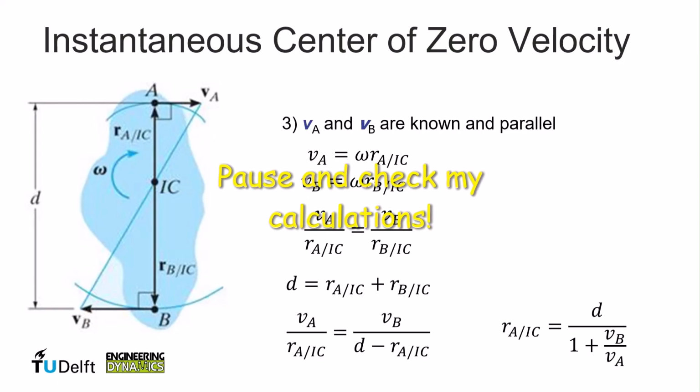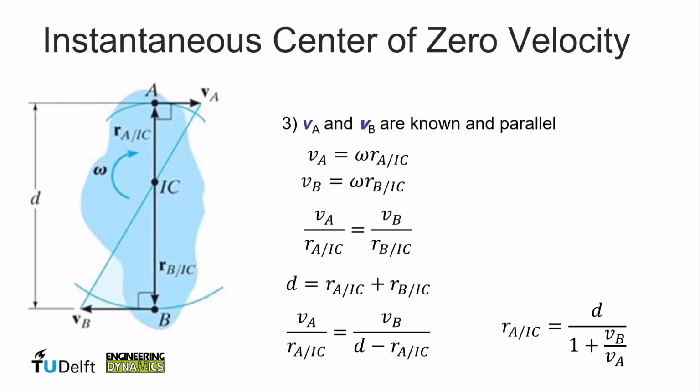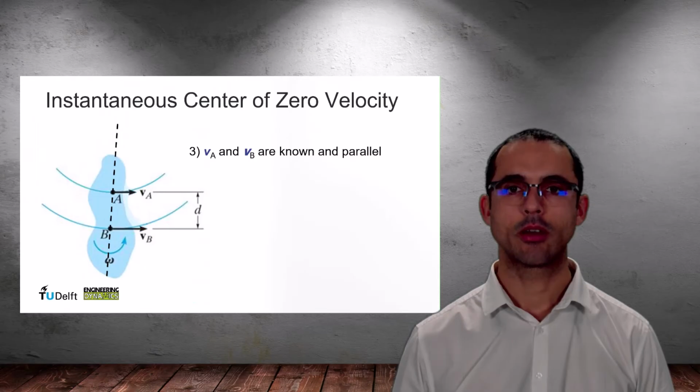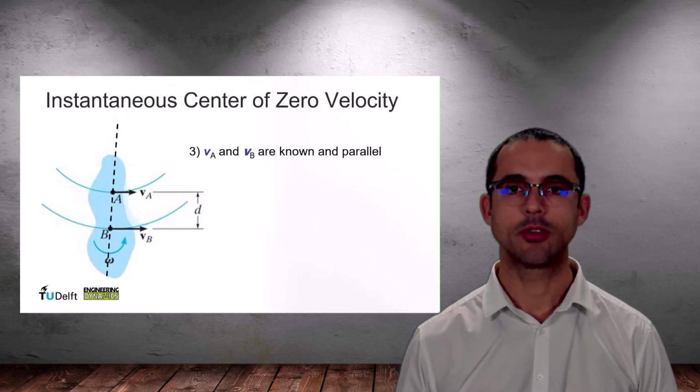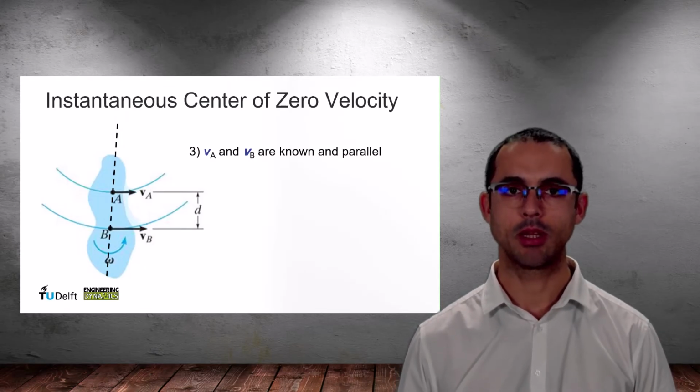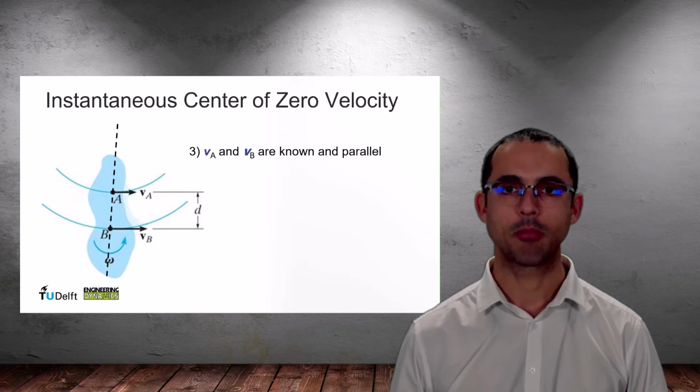Now I want you to pause the video and make sure you're able to get to the same equation. What would happen here if the magnitude of VB tends to 0? And what would happen if the magnitude of VA tends to 0? Think about it.